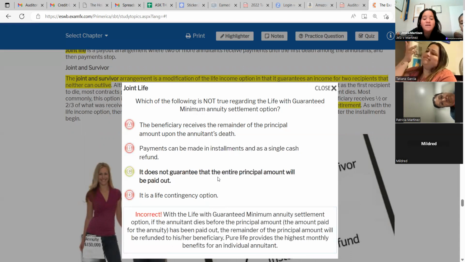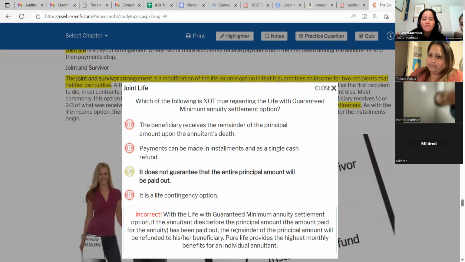It's C. It does not guarantee the entire principal amount. Tatiana was right. You said that one, right? Yeah, because we saw it even in the videos that it doesn't guarantee. So even if it's a joint life, it still does not guarantee that the principal amount will be paid out.